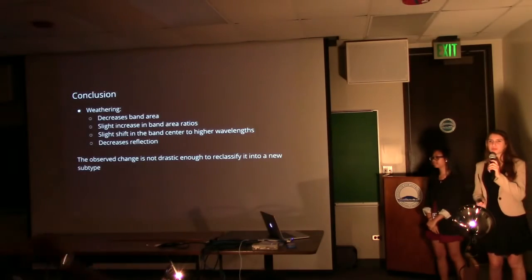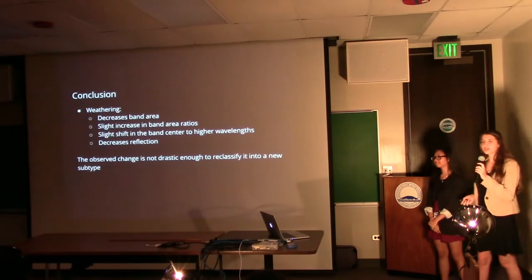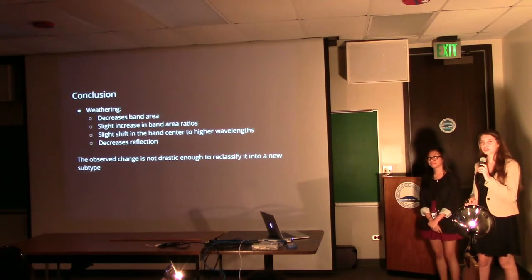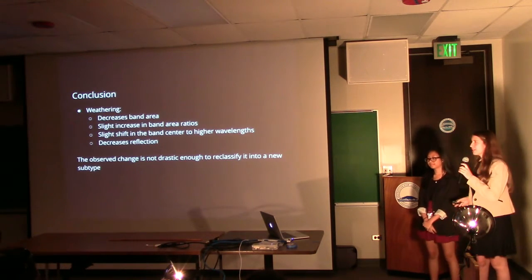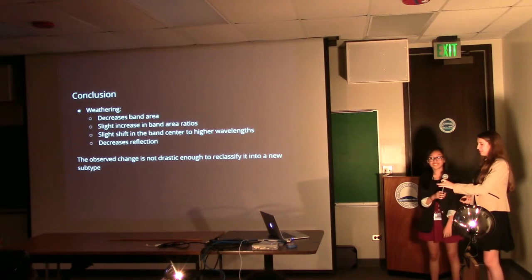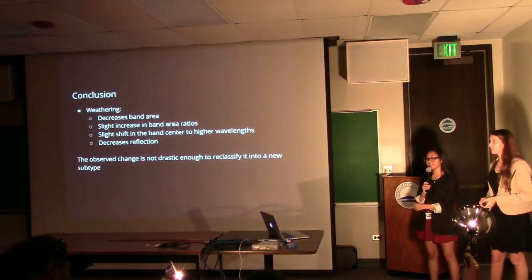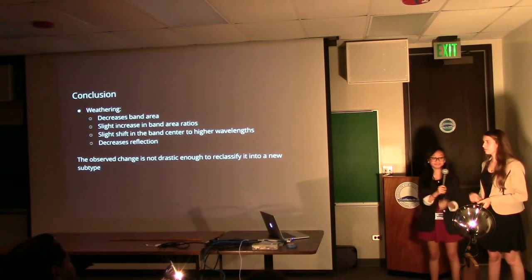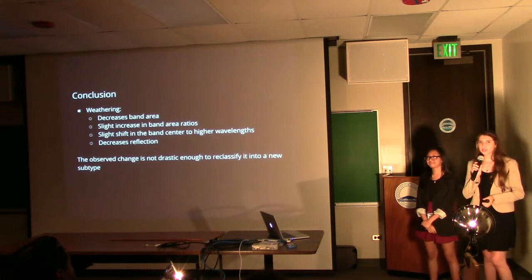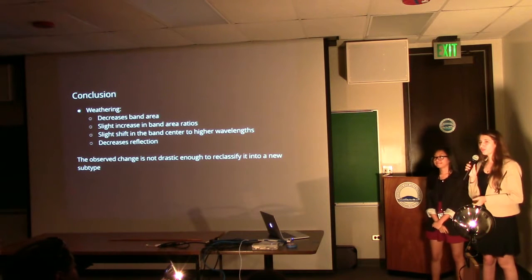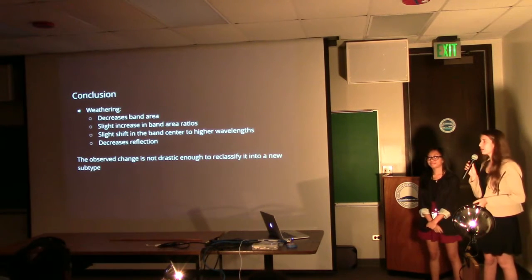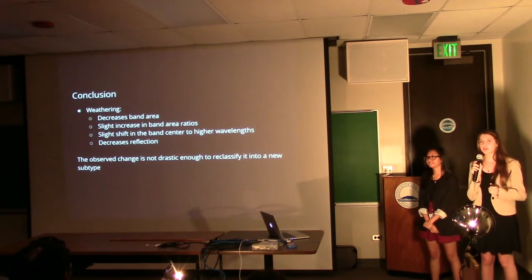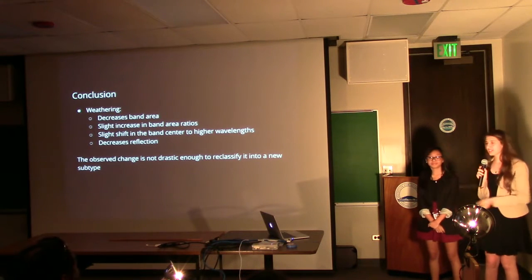So in conclusion, what we found was that weathering decreases the band area as well as creates a slight increase in the band area ratios. There's a slight shift in the band centers to higher wavelengths, and there's a decrease in reflectivity. So overall, we observed many different changes, but we found that none of these changes were drastic enough to reclassify the mineral itself into a new subtype.